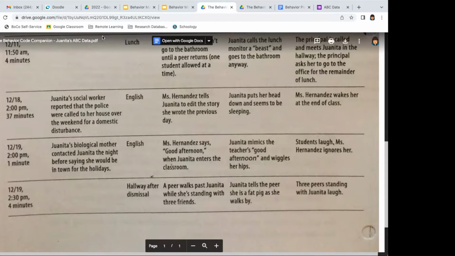11:19, 2:30 p.m., lasting for 4 minutes in the hallway after dismissal. A peer walks past Juanita while she's standing with 3 friends. Juanita tells the peer that she's a fat pig as she walks by. 3 peers standing with Juanita laugh.